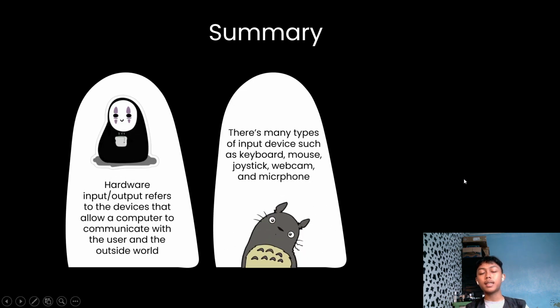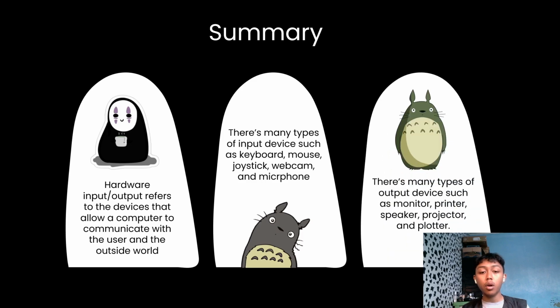So for the summary, hardware is the device that allows us to interact with the computer or allows the computer to interact with the user and the outside world. There are also many types of input devices like keyboard, mouse, joystick, webcam, and a microphone. And also there are some kinds of output devices like monitor, printer, plotter, projector, and speaker.